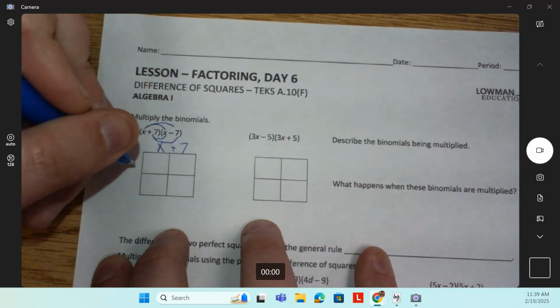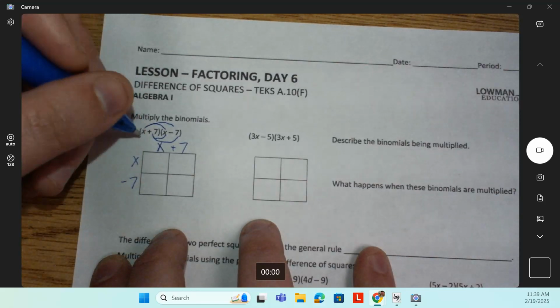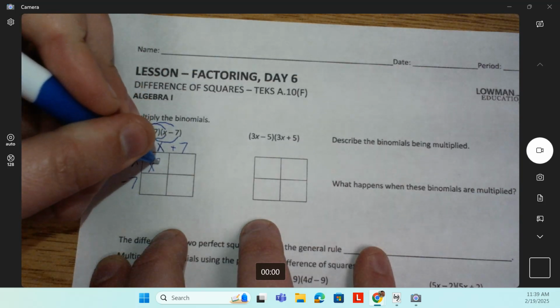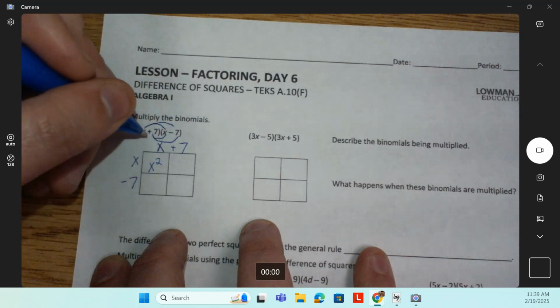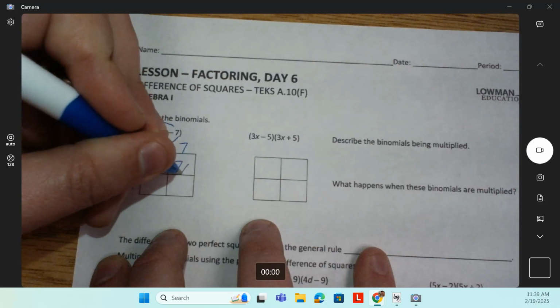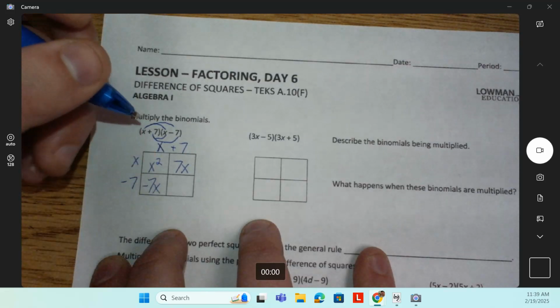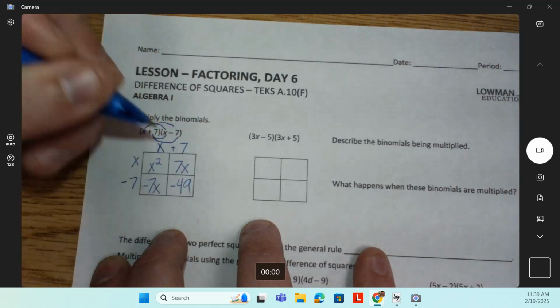So I'll do x plus 7 and then x negative 7. And I'm just going to multiply through. So my first terms would be x squared. My outside terms, well, we'll do the inside since I wrote it up here. 7 times x is 7x. Negative 7 times x is negative 7x. And negative 7 times positive 7 is negative 49.